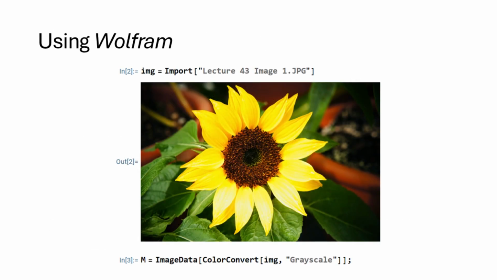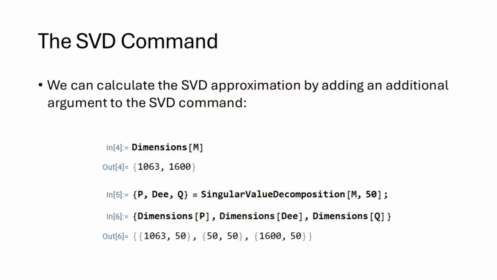So our steps in Wolfram are to import the image and then convert it to grayscale. And the image data command gives us the matrix M with the 1.7 million entries that we were talking about before. Then we apply the singular value decomposition and trim those matrices. The nice thing is that in Wolfram, you can do that in one command. If we type singular value decomposition M, 50, then that performs the trimming that we were talking about. And you can see the three matrices that we have here are the sizes that we talked about. And if we replace that number 50 with some other value of K, we'll get a similar result.